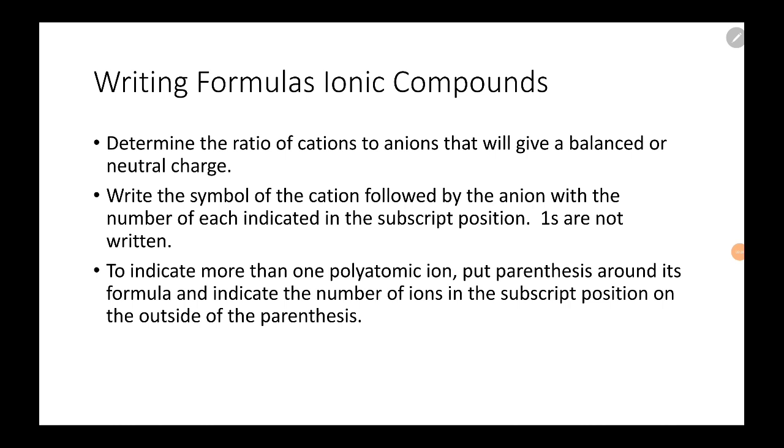Ones are never written in chemical formulas. To indicate more than 1 polyatomic ion, we put parentheses around its formula and indicate the number of those polyatomic ions with a subscript outside of the parentheses. We'll take a look at some examples on the next couple of slides.